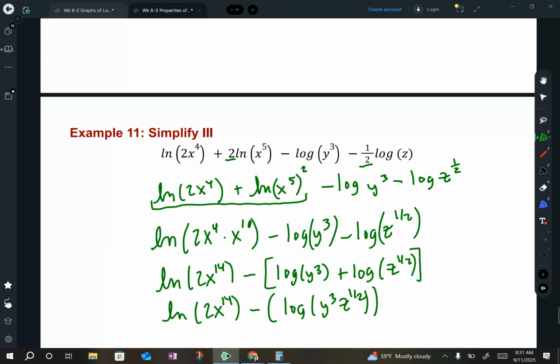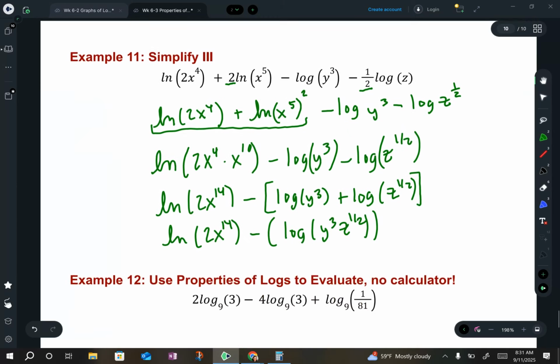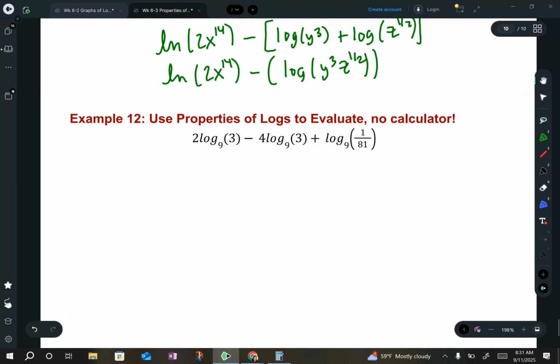And that's basically all we can do there. We can't combine these two logarithms because one is base e and one is base 10, so there's nothing else you could do. You probably don't need that last set of parentheses, but it's not hurting anything. All right, why don't you guys try number 12?